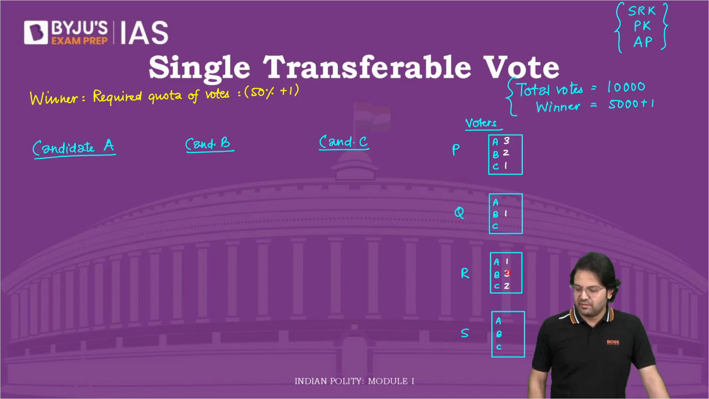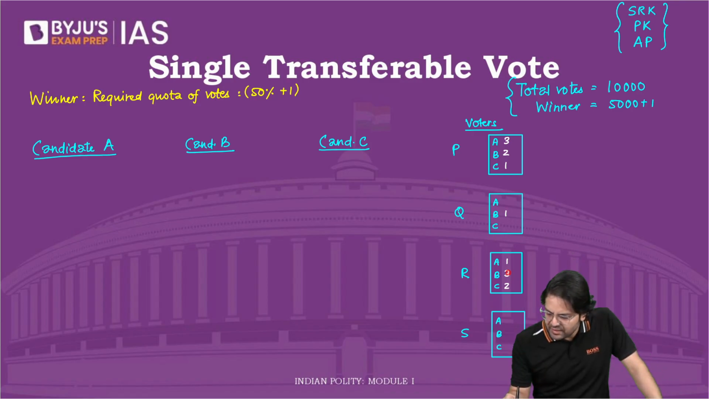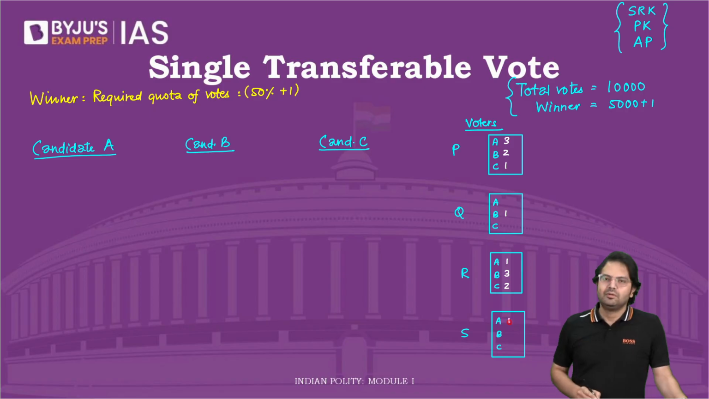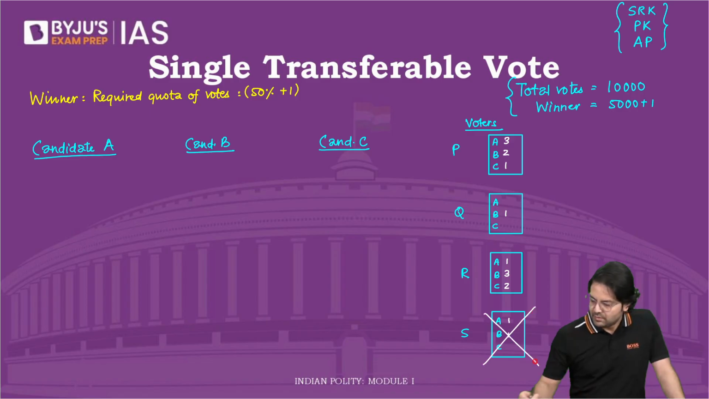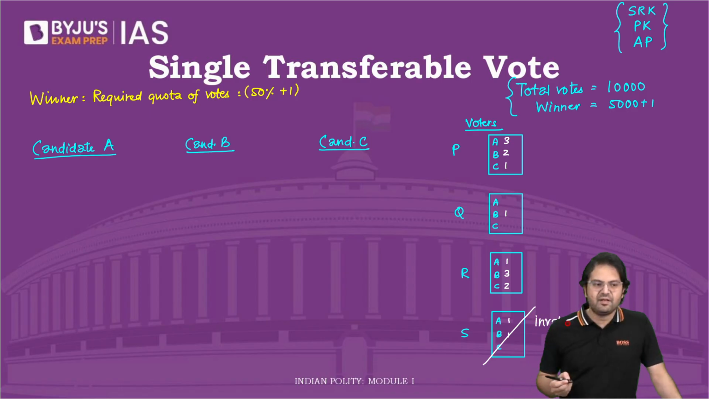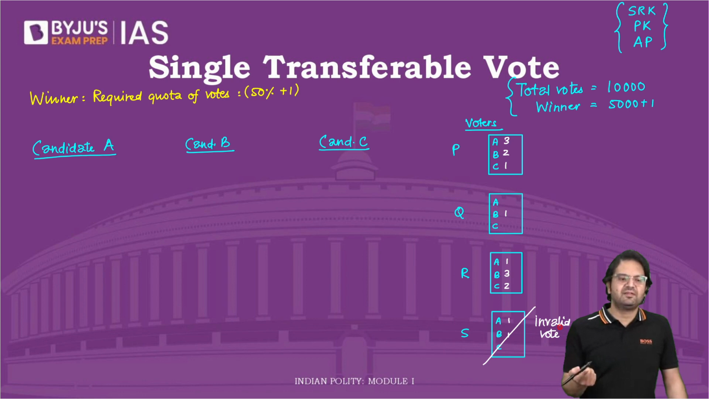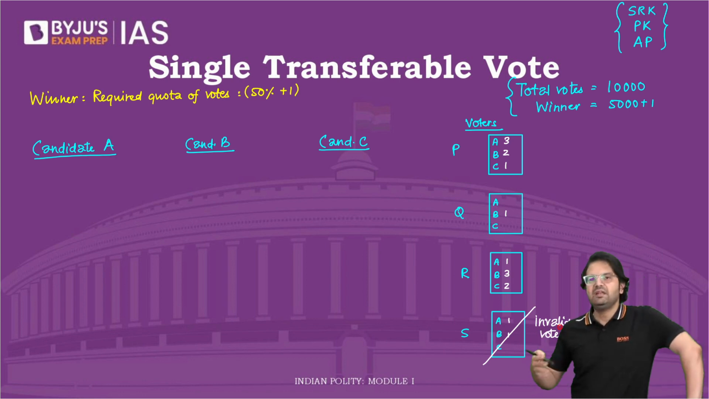S is an over smart person. S is confused also. S says, I want A and B both to become the president. My first choice is both A and B. Now, for all these over smart people, their votes are cancelled. Okay? This is an invalid vote. If you don't mark any preference, or mark multiple first preferences, all this is an invalid vote.